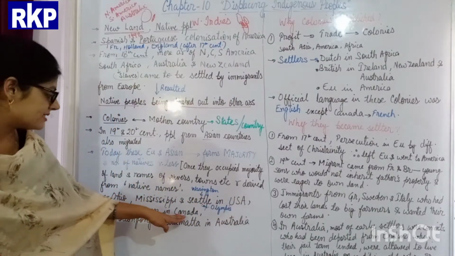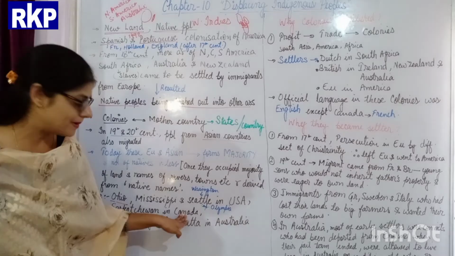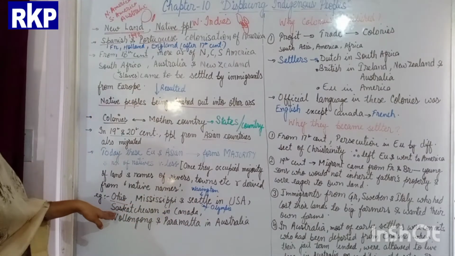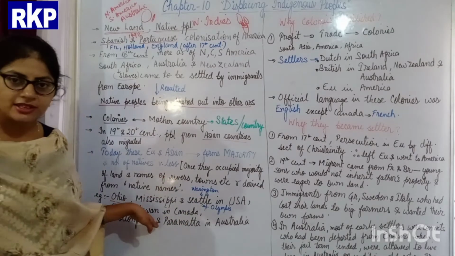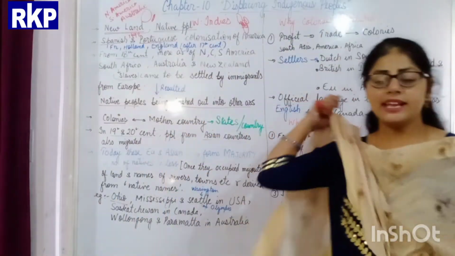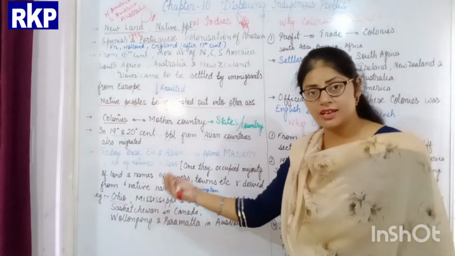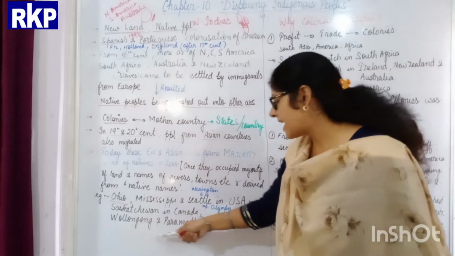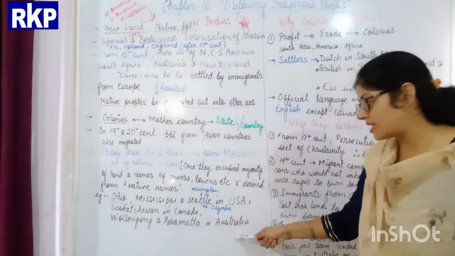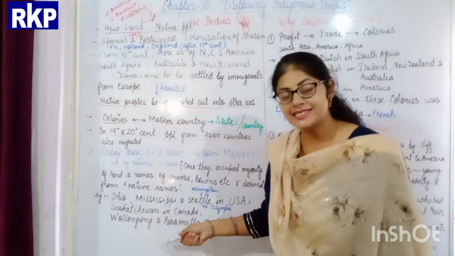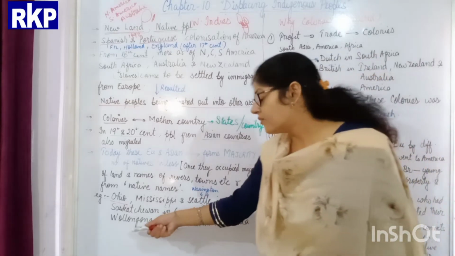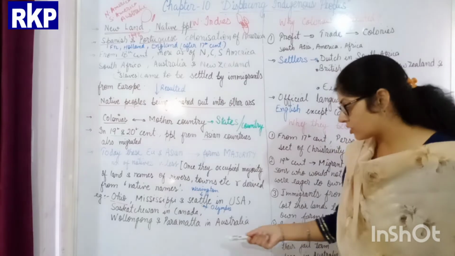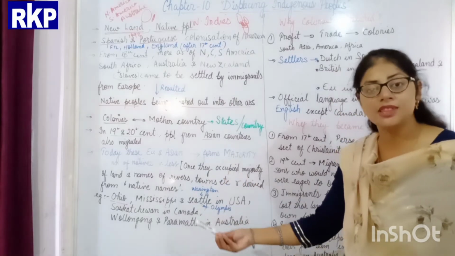Now come to Canada. In Canada, there is a province known by the name of Saskatchewan. Saskatchewan is also a native, local name. Wollongong and Parramatta in Australia. Parramatta is a city in Australia. Wollongong is also a place in Australia. So these are also native names.